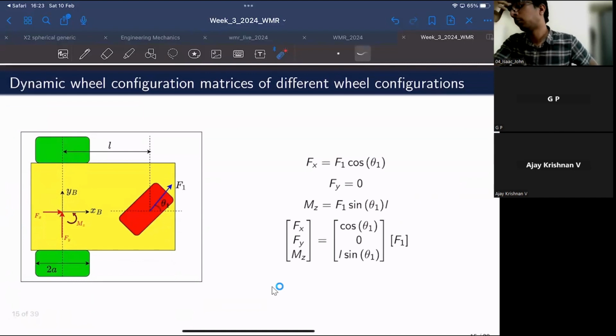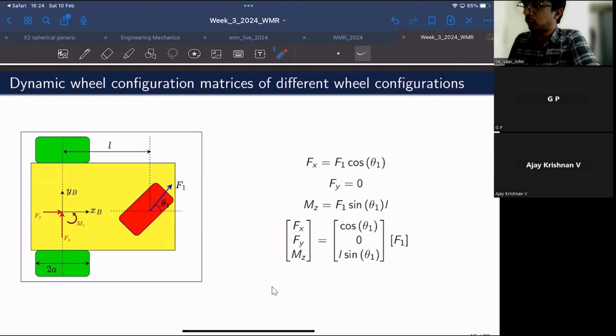And one more case, the tricycle wheel. In the case of a tricycle-like wheel, you have a powered and steerable wheel. So the wheel will exert a tractive force F1 along its longitudinal axis, and theta can be controlled using a steering axis. So theta as well as F1 are both controllable in the case of a tricycle configuration.